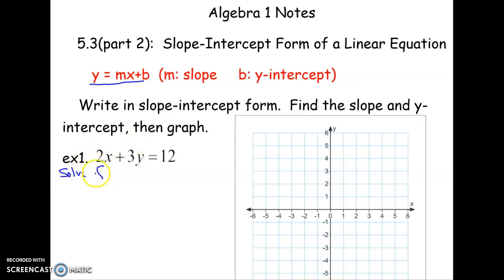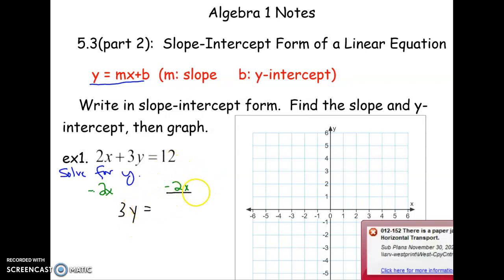Solve for y. So if I want to solve this for y, what I can first do is move that 2x to the other side. I'm just going to write it down here. So minus 2x minus 2x. So we get 3y equals. Now here's where I would write the negative 2x first.